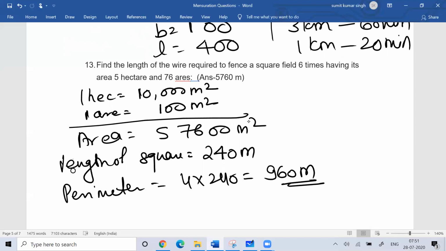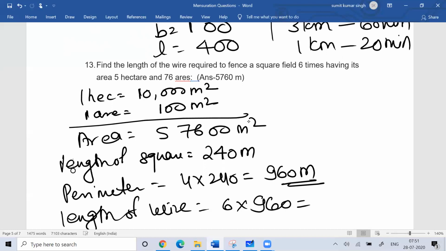So they are asking you to find the length of the wire that is required to fence the square field 6 times. 6 times you are doing it. So the length of wire you require if you're doing it 6 times is 6 into 960. 6 6s are 36, 3 carry. 6 into 9 is 54 plus 3 is 57, so 5760 meter. That is the length of wire.